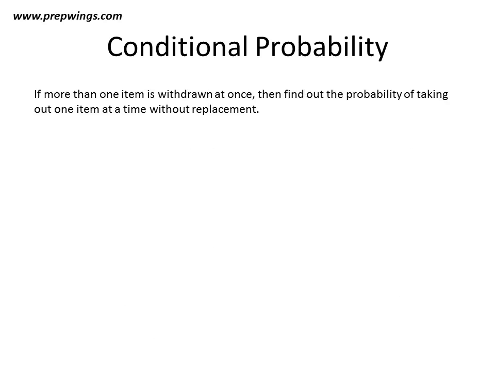Now we looked at situations wherein we are withdrawing one item at a time, either with replacement or without replacement. What happens if we withdraw more than one element at once? If more than one item is withdrawn at once, then we find out the probability of taking out one item at a time without replacement, and they will be equal. So if I withdraw 3 items at once, I'll calculate the probability for taking out one item at a time without replacement, and that will be equal.